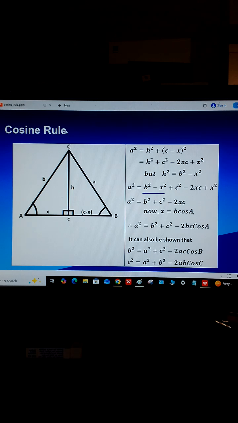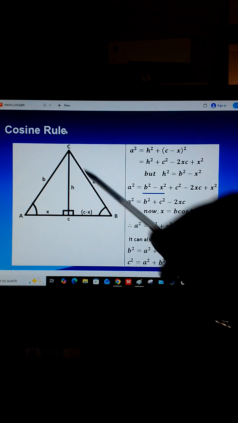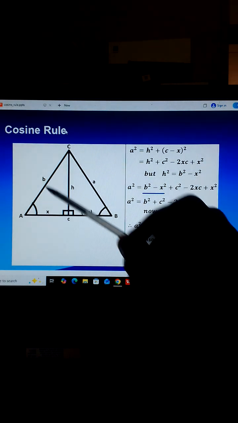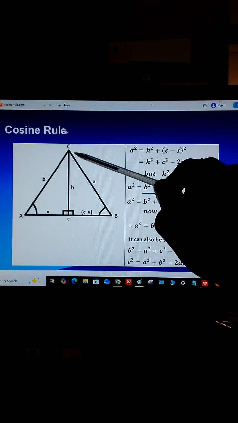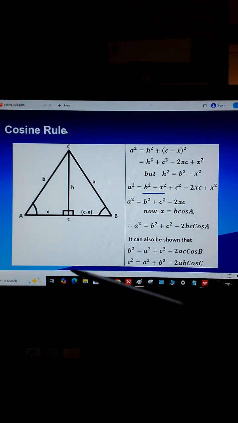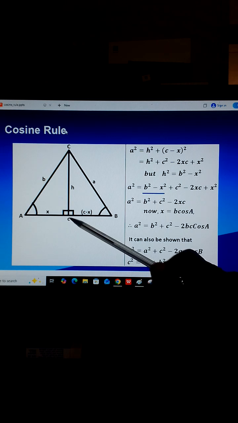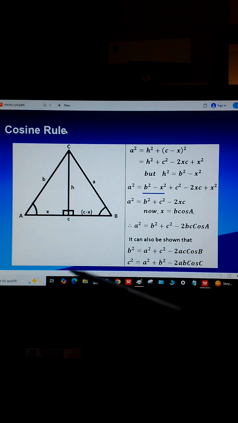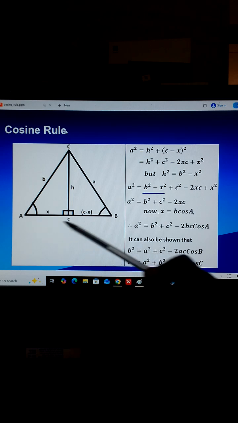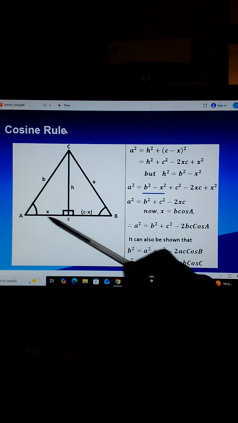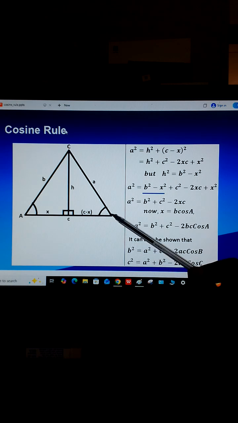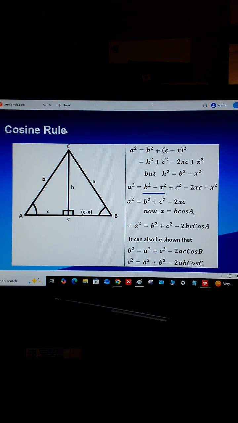Let us consider triangle ABC with sides a, b, and c. In this triangle, there is a perpendicular that is dropped from point C to the line AB at this point. So it forms right angles with this line. And this distance AB is equal to c. From point A to this point, it is x. Therefore, from here to this point is c minus x.